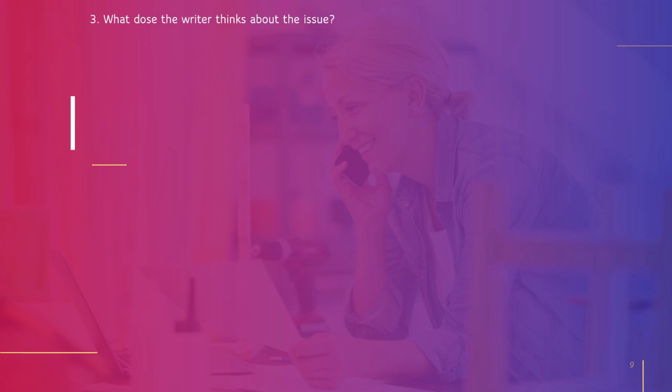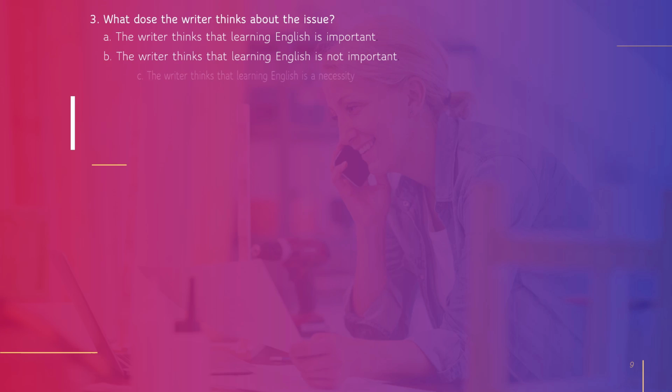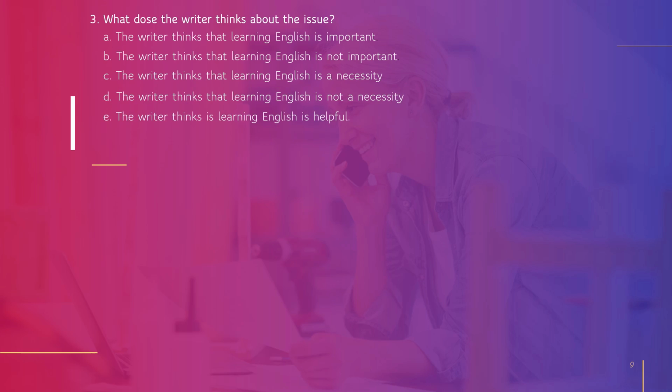Number 3. What does the writer think about the issue? A. The writer thinks that learning English is important. B. The writer thinks that learning English is not important. C. The writer thinks that learning English is a necessity. D. The writer thinks that learning English is not a necessity. E. The writer thinks that learning English is helpful.